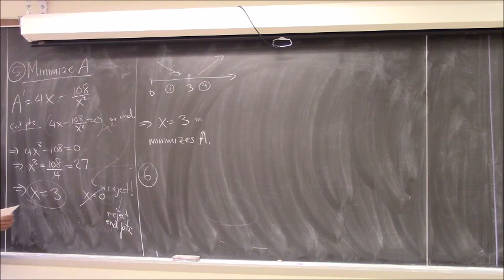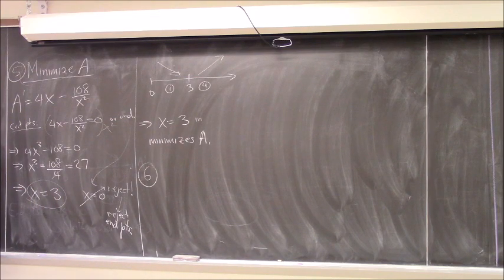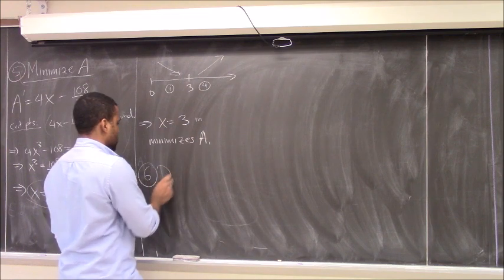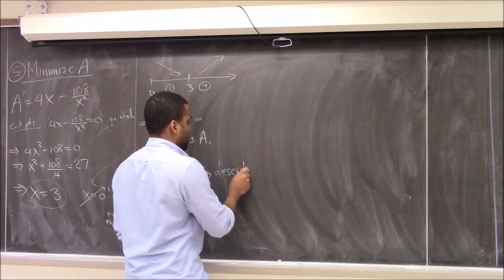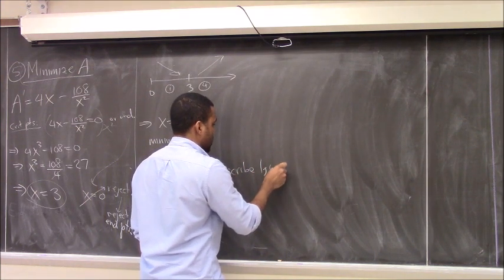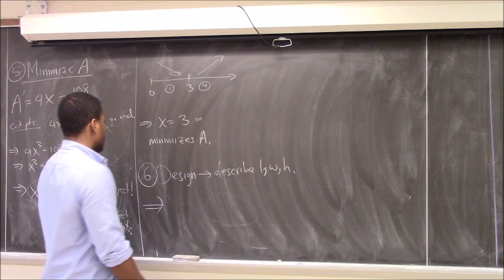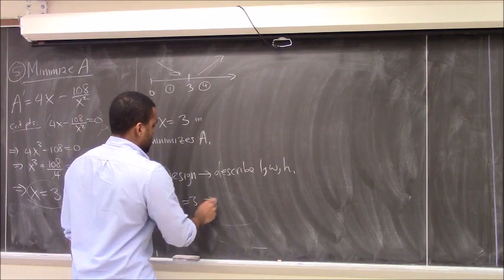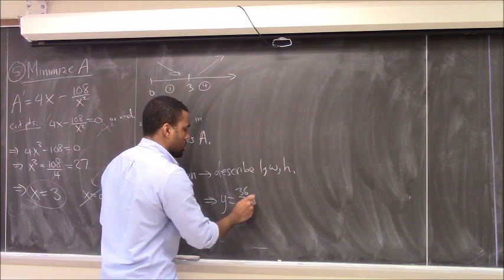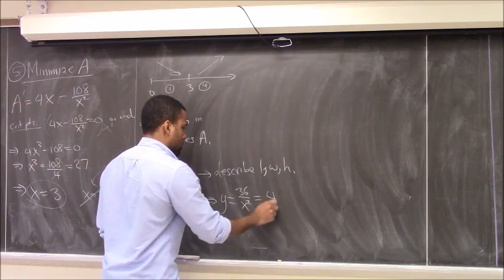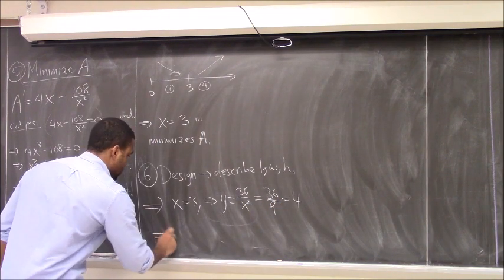So they asked us for something specific, so let's give them the design. So I guess you can just tell them the length, width, and the height of the box. Length, width, height. So my x is 3. This implies that my y is, what was it? It was 36 over x squared. So that was 36 over 9, which is 4.